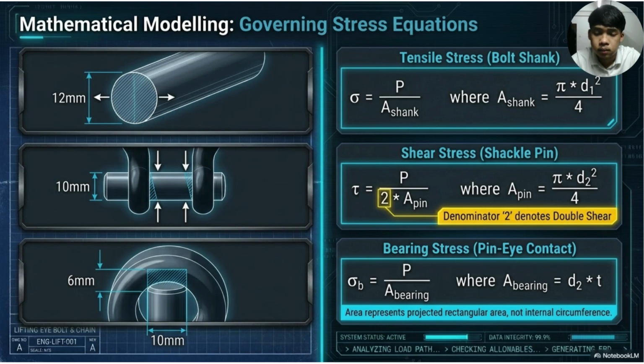Finally, we look at bearing stress right at the contact point between the pin and the eye. The diagram shows a 6 thick plate resting on the 10 pin. The formula is sigma B equals P over A bearing, where A bearing equals D2 times D. When calculating this, remember that we use the projected rectangular area, essentially the flat contact patch, not the curve of the hole. Now that we have the formulas down, let's look at how the actual numbers play out under our load.